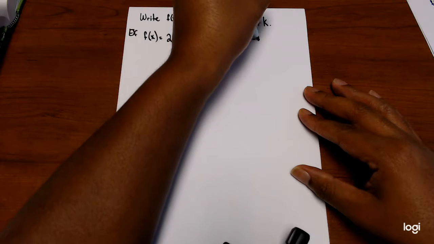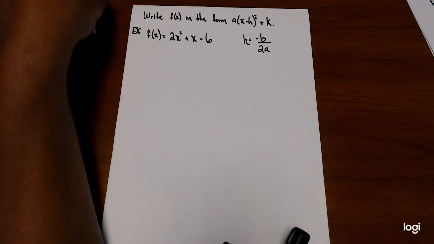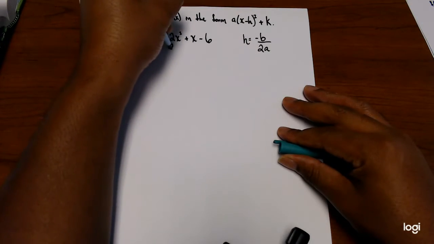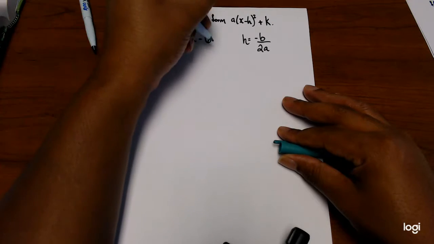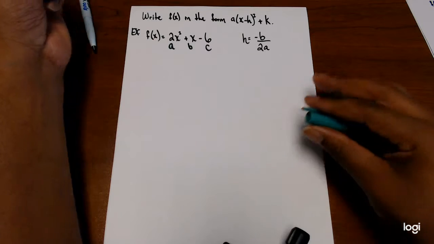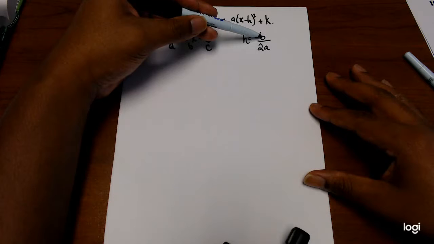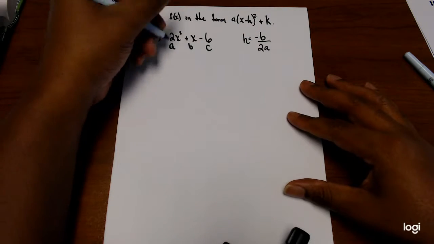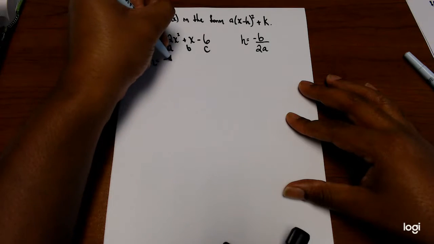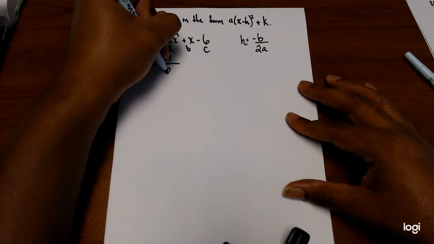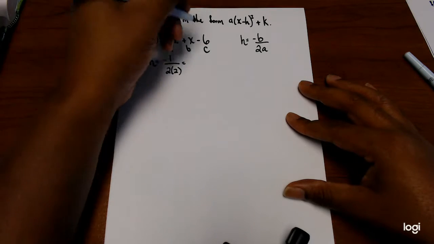h is equal to negative b over 2a. Well, that applies here. Remember, we have a, b is the number in front of the x, the linear coefficient, and c is the constant, right? So we can plug our b in here and our a in there. So then h is equal to negative, remember this is 1, divided by 2 times 2. So that's negative 1 over 4.